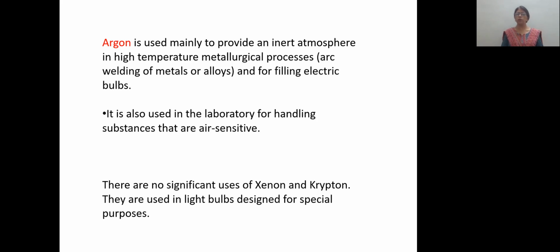There is no significant use of xenon and krypton. They are used in light bulbs designed for special purposes.